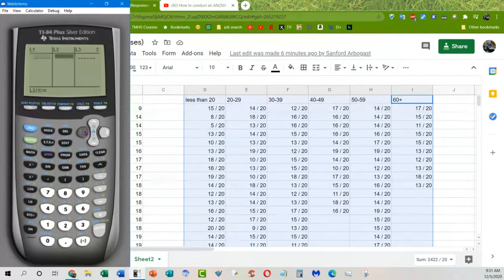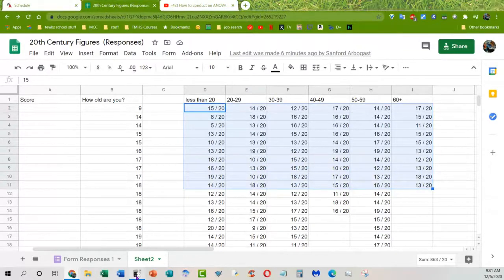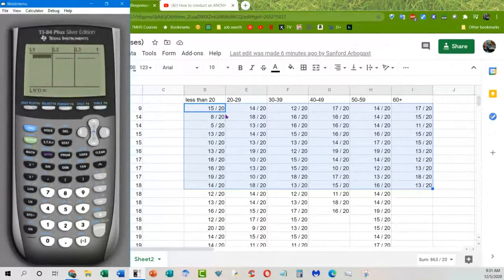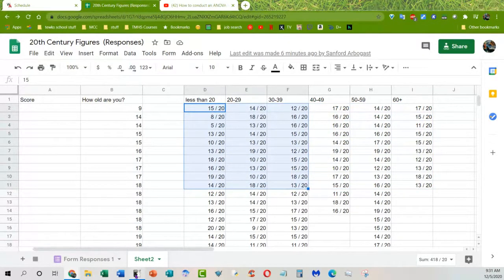So now I'm going to put in my data, and I'm not going to put all of this in. That's even a lot of data. All right, so this is 15 out of 20. I'm just putting in the numbers: 15, 8, 5, 13, 10, 13, 18, 16, 19, 14. And then I put the next one in. I'm just going to do three rows, so I'm only going to do these three groups here.